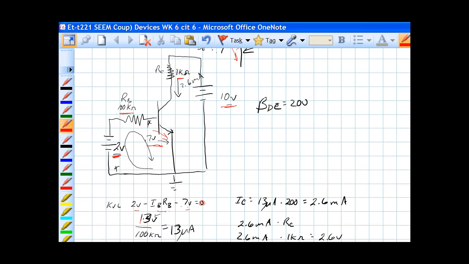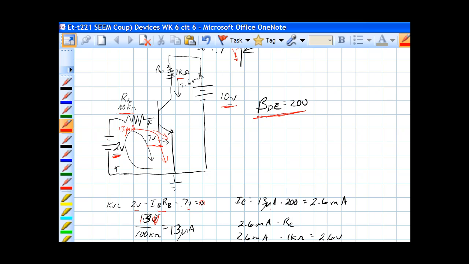And we don't know what IB is, so let's put RB in there because we know that. So 1.3 volts divided by 100 k ohms is 13 microamps. So we have 13 microamps here, and we said that the base current controls the collector current. So if that's the case, then we need to know what beta DC is. In this case, we're given beta DC of 200.